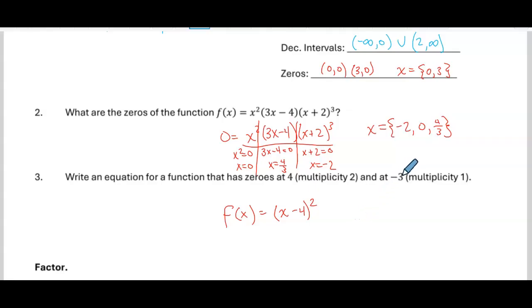Okay, and then negative 3 would have been generated by a factor of x plus 3. And multiplicity 1, I could write the 1 or not, doesn't really matter. And that's an equation for a function. Now it doesn't say write the equation, that's because you could have a stretch factor here. You could have a multiplied version of one of these, like 2x plus 6 would have also given you negative 3. So it's just a possible equation that has those zeros.